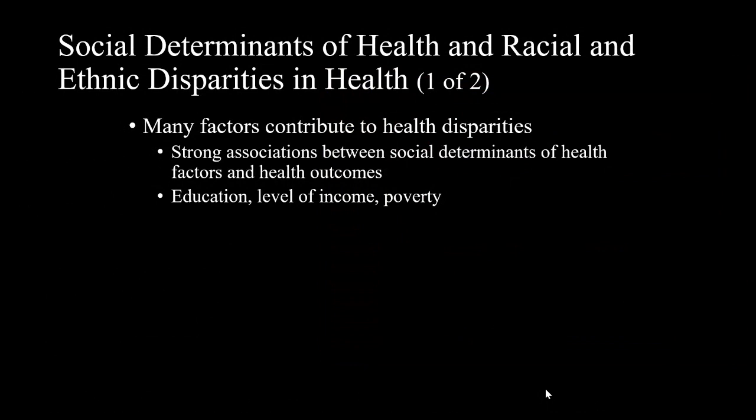When we look at social determinants of health and racial and ethnic disparities in health, these are the factors that contribute to the health disparities. And so there's a strong association between the social determinants of health factors and health outcomes, particularly in the areas of education, level of income, and poverty.